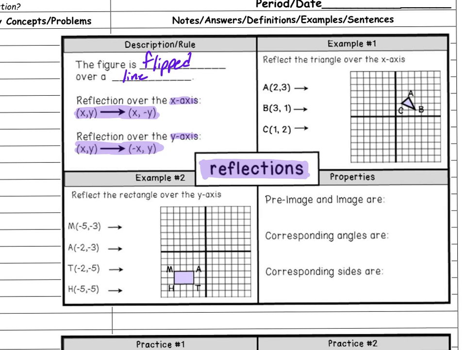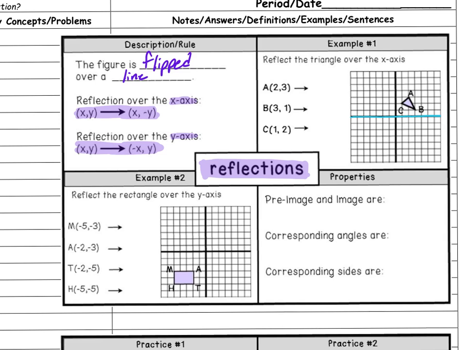So here is our example 1. Reflect the triangle over the x-axis. So first we need to know which one's the x-axis. Is the x-axis the one that goes up and down or the one that goes side to side? Well, it's the one that goes side to side. So here's my x-axis. I want to reflect that over this line. So this is like my mirror surface.